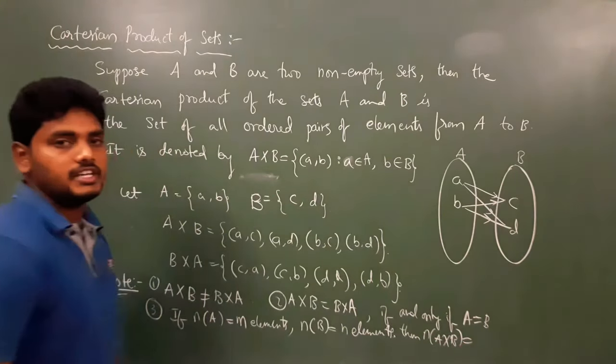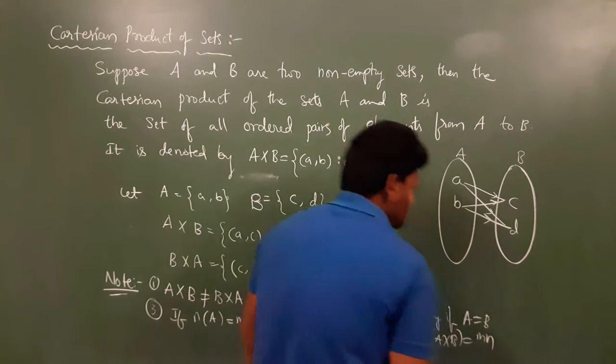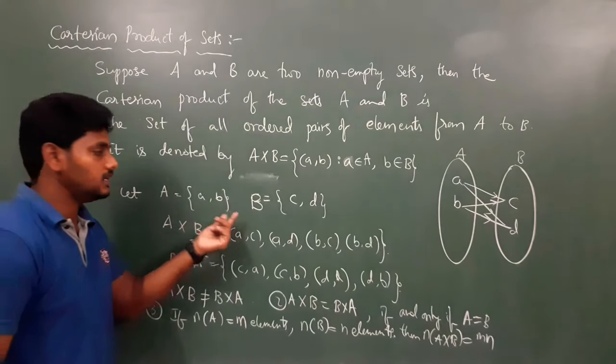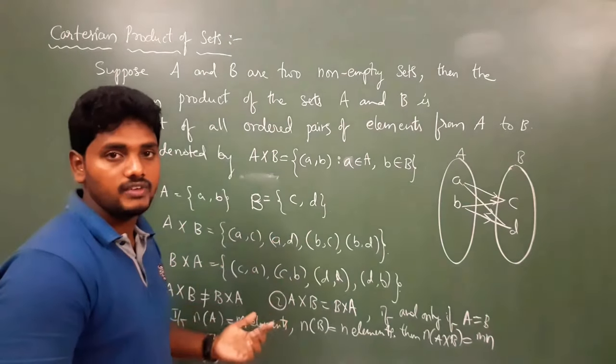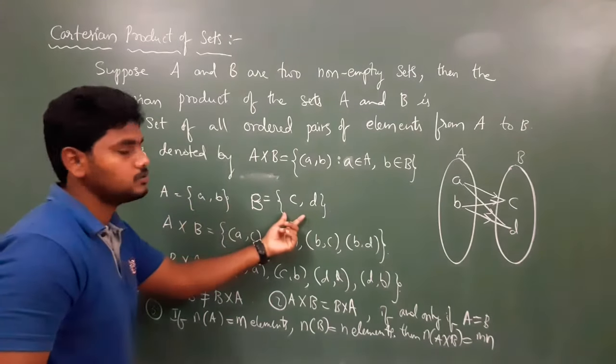Then the number of elements in A cross B is what? m into n elements, mn elements. Like this set, n of A is how much? 2. n of B is how much? 2. What is n of A and n of B? It is the number of elements present in the set. This is 2, this is 2.